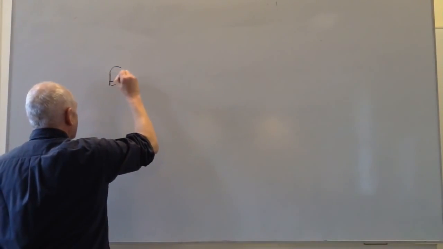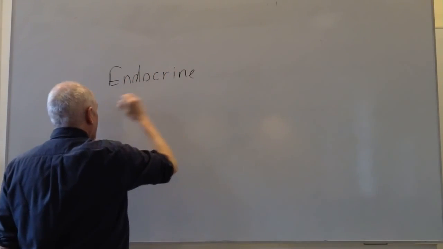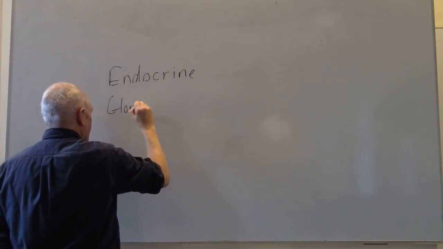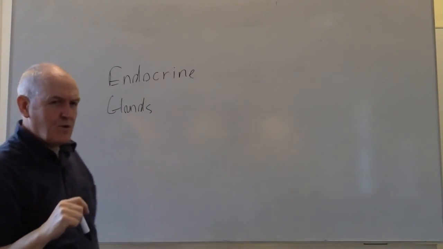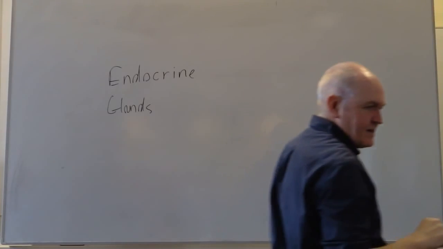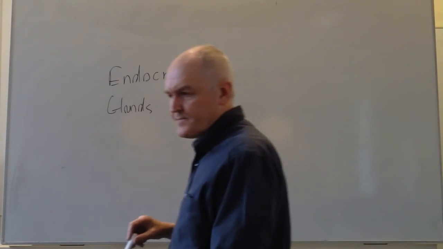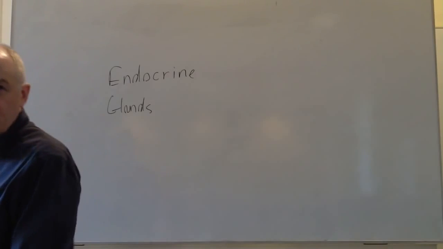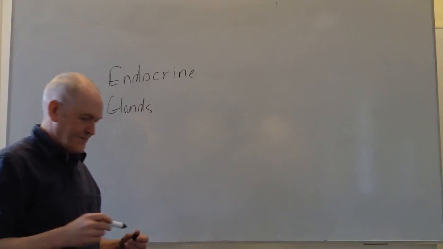So, part 2, endocrine glands. So we've seen the way the endocrine system's coordinated by the hypothalamus and the pituitary gland. So now we want to think about some of the individual glands that are coordinated.